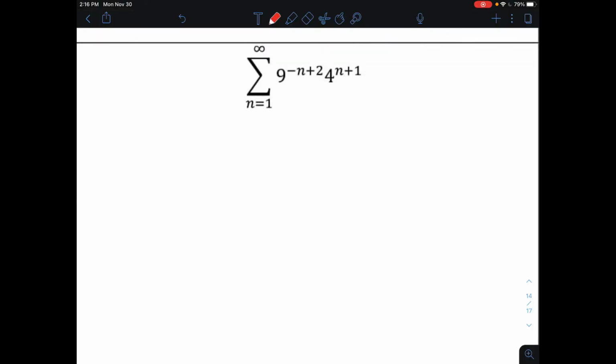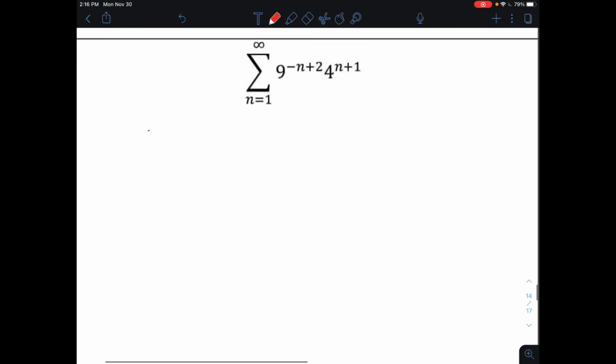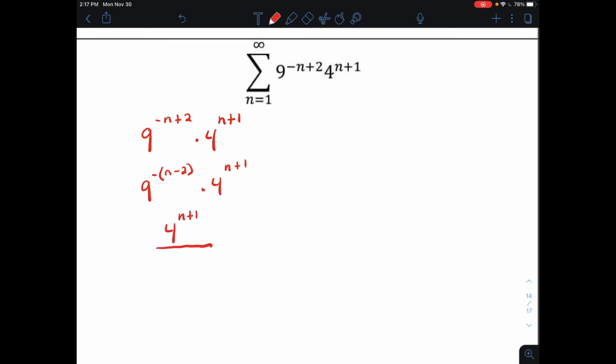What we would need to do is write this in the form of a geometric series. So we're going to use some properties of exponents to do so. We have 9 to the negative n plus 2 power times 4 to the n plus 1 power. Well, I can pull a negative out of that exponent on the 9, and that's the same thing as 9 to the negative 1 times n minus 2 power times 4 to the n plus 1 power. And then I could rewrite that, because the 9 has a negative exponent, as 4 to the n plus 1 power over 9 to the n minus 2 power.